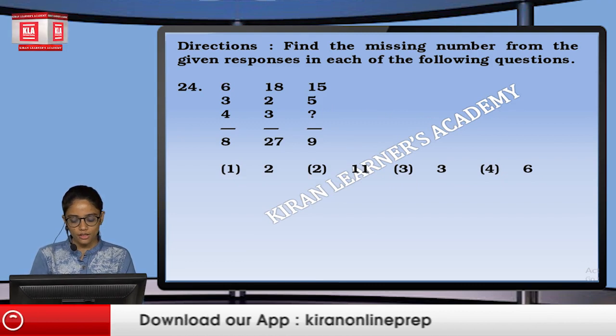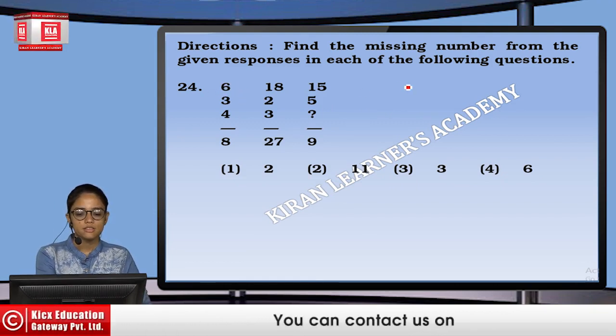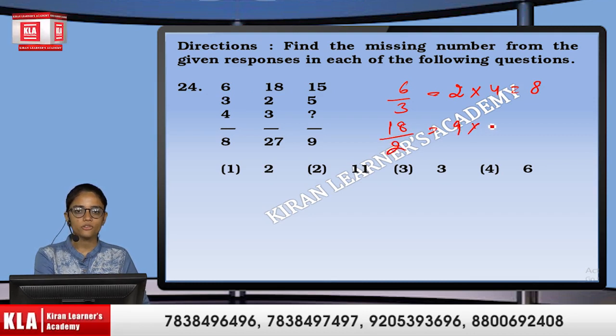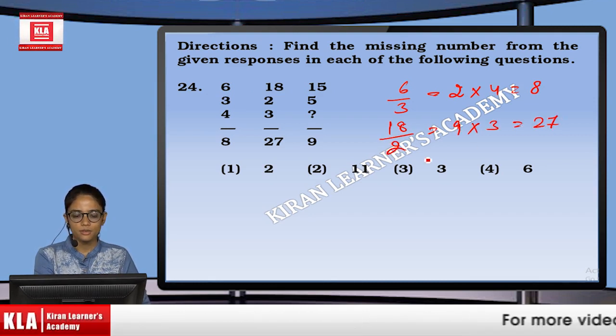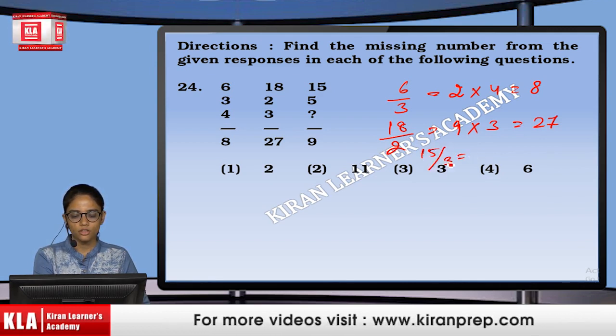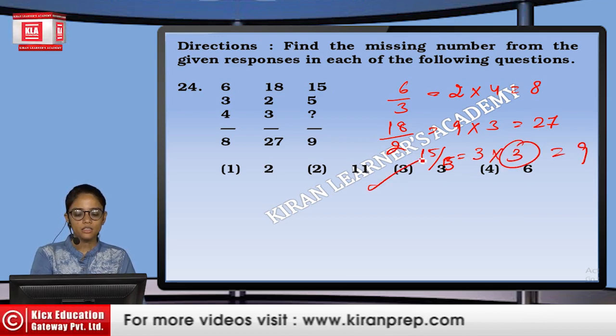6, 3, 4 and we have to get 8. In this what we can do is 6 divided by 3 is 2. 2 into 4 will give you 8. Similarly, 18 divided by 2 will give you 9. 9 into 3 is 27. Similarly, 15 divided by 5 is 3 and 3 should be multiplied by 3 so that we can get 9. So the option will be the third one.